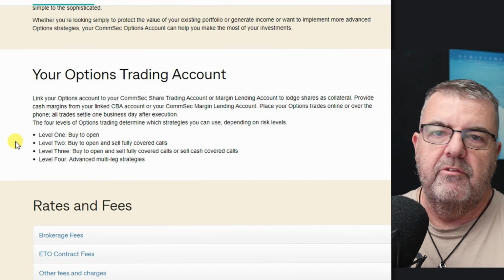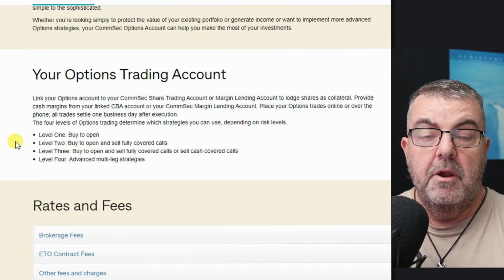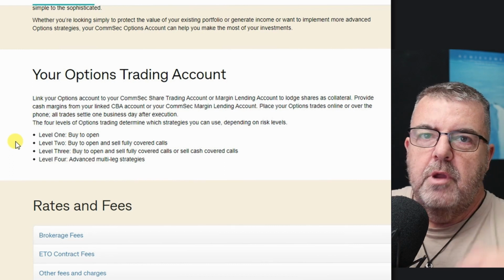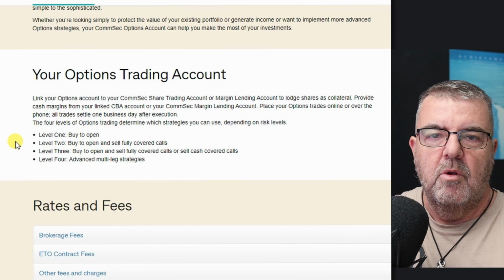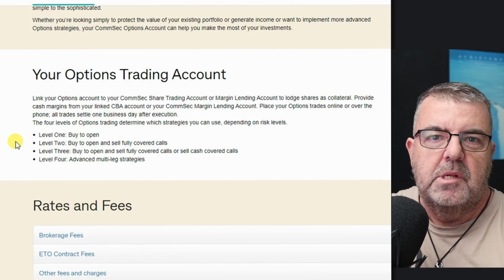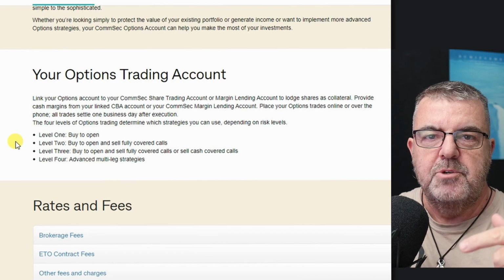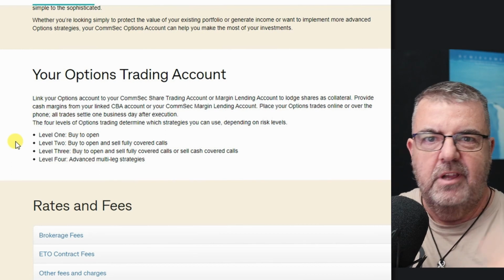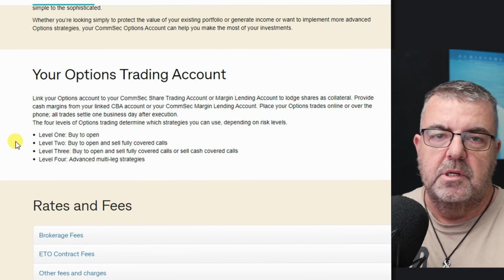You can also sell fully covered calls, meaning if you own stock, let's say you own 100 BHP shares, you can use your BHP shares as collateral to then write some call options over them. There's no risk on ComSec's part because they're holding on to the stock that you own. If the call options expire in the money, you give up your shares to the person who is calling you away on the options contract.